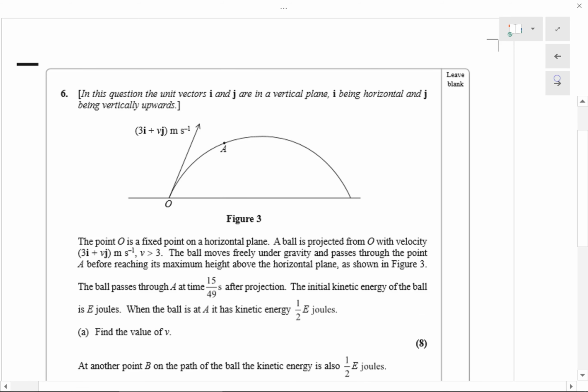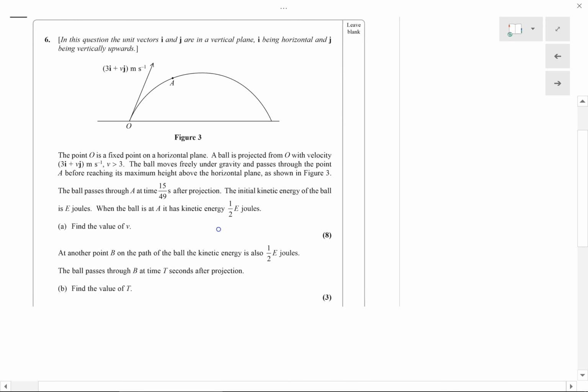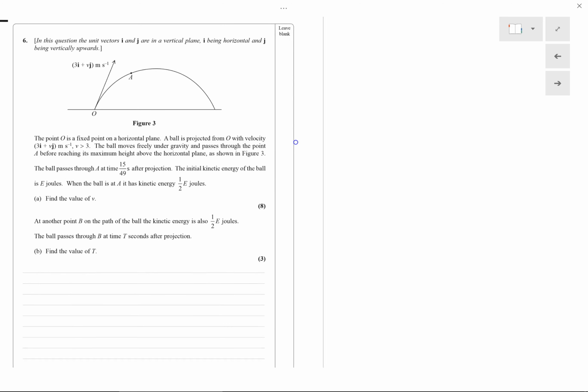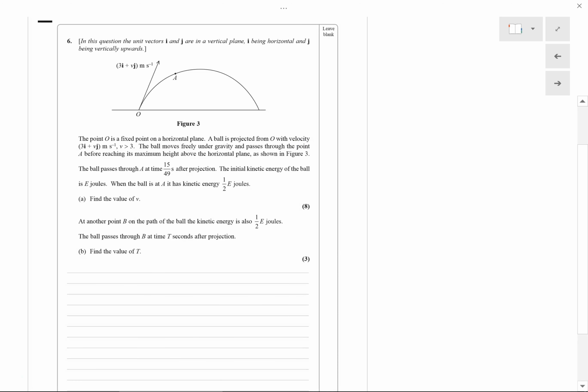Okay, lots of blank pages again. Right, now this is 8 marks, so that's kind of saying something about the question. Projectiles with a bit of energy thrown in. Okay, it's given this is our initial velocity here, and it's saying that the ball passes through A when t is equal to 15/49.